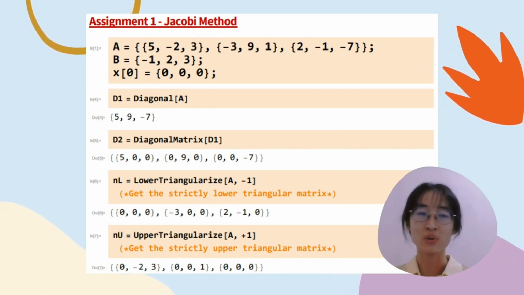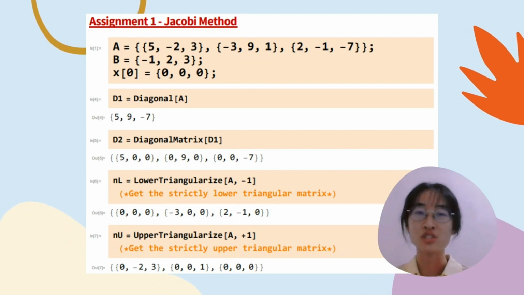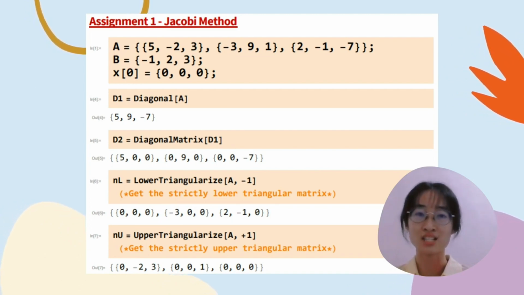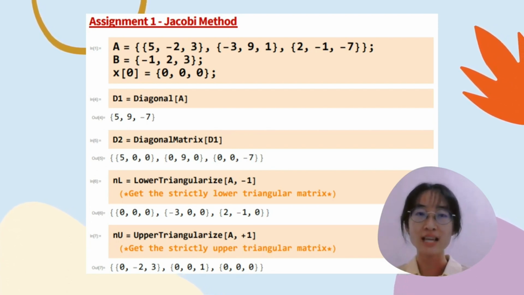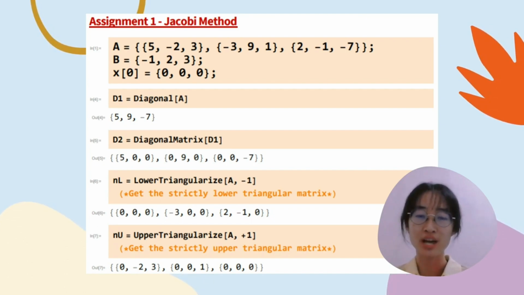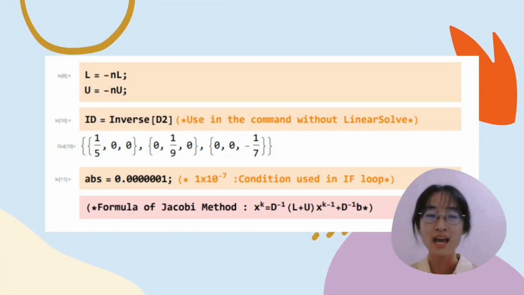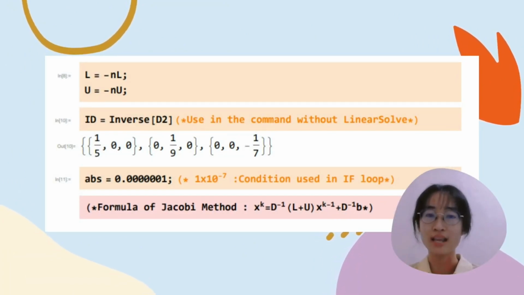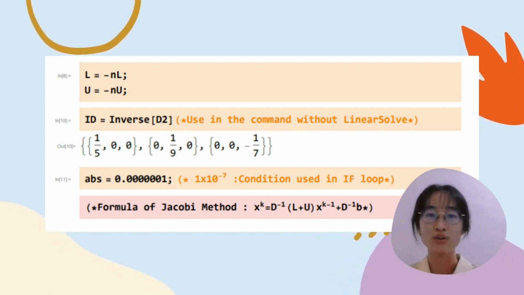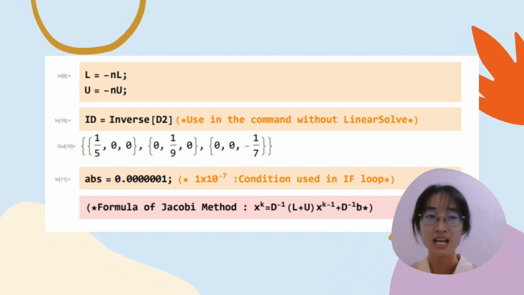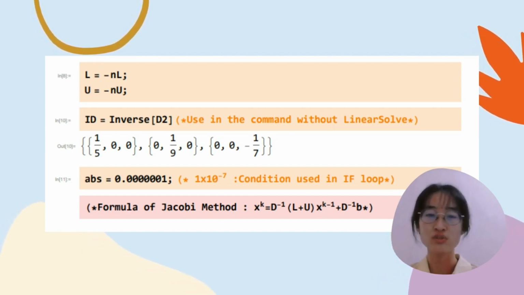The input is our question, which is matrix A, matrix B, and also the initial condition x0. D1 is to find the diagonal of matrix A, then continue by D2, which will form the diagonal matrix. NL and NU are used to get the strictly lower triangular and upper triangular matrices. For input A, L and U are to negate the values of NL and NU to map our formula of the Jacobi method. ID is the inverse of D2, which will be used in the command without linear solve.